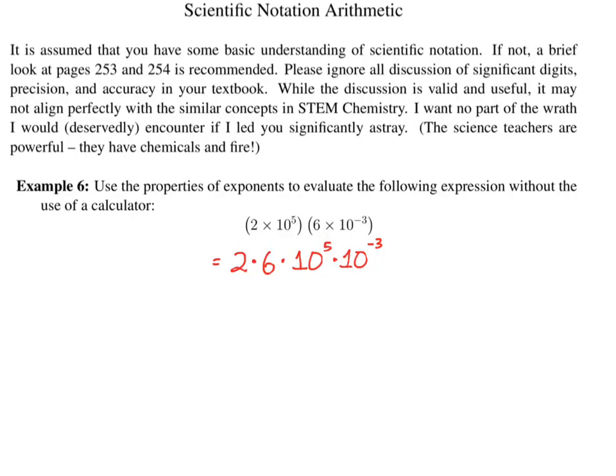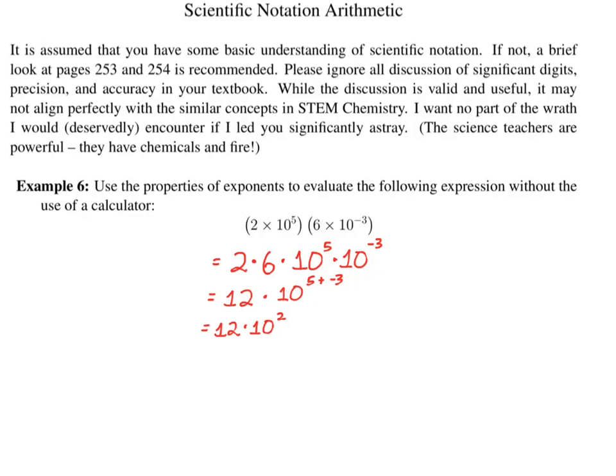Alright, so now we got a thing here. Notice I reorganized it with the coefficients in front. So we got a 2 and we got a 6 in front, 10 to the 5th, 10 to the negative 3rd. So 2 times 6 is 12. And so then the exponents add, because they're both powers of 10 multiplying together. And so this makes 12 times 10 to the 2nd.